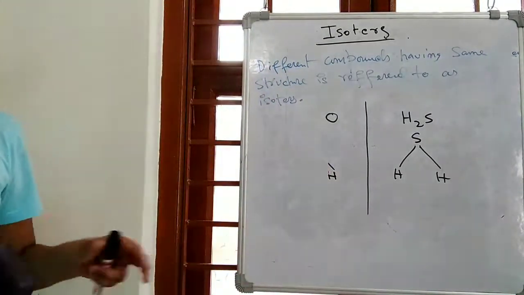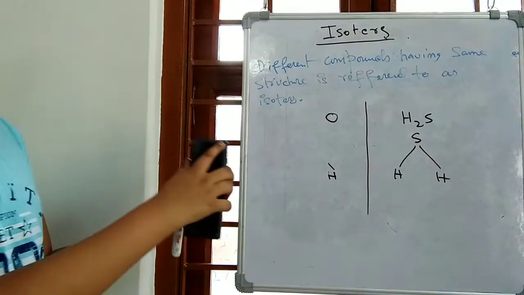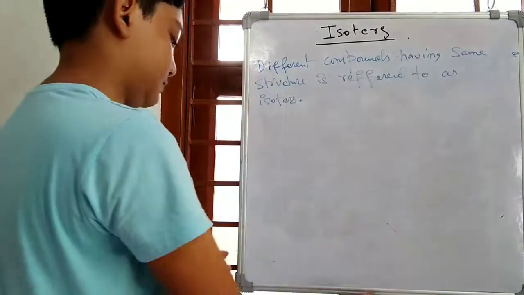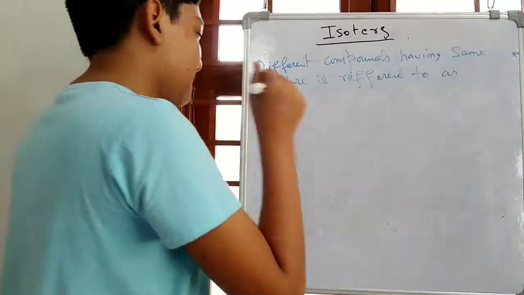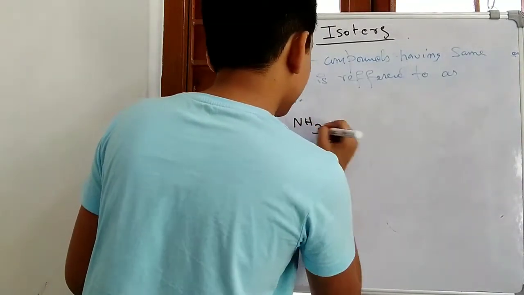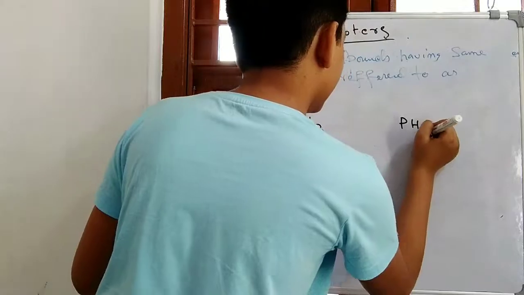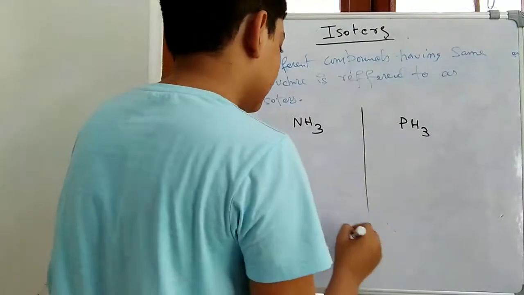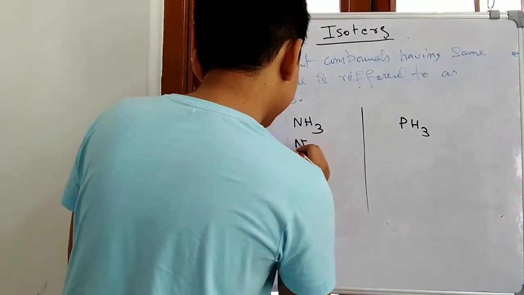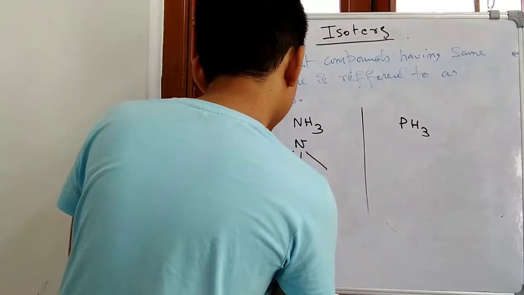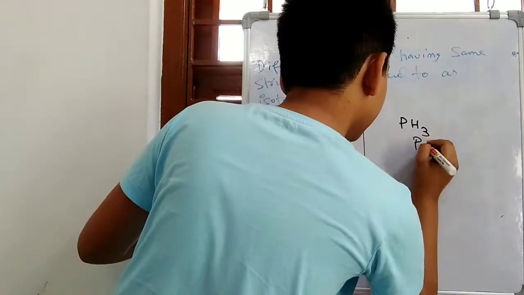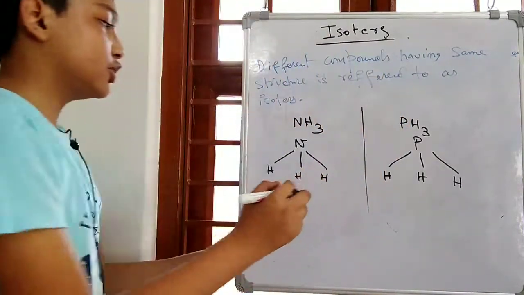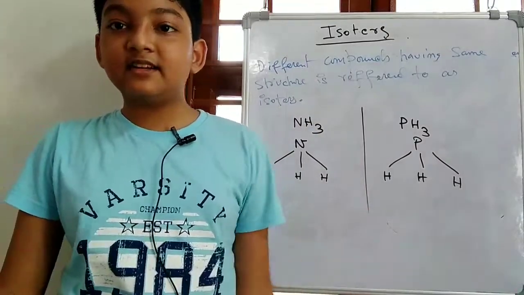So let us take another example. NH3 and PH3. This is ammonia. So NH3, how do we write? N, 1, 2, 3, H. And P, H. So one thing is common. What is that? Their structures are same.